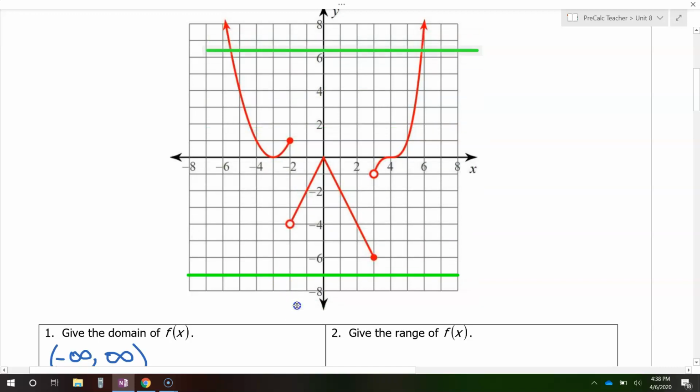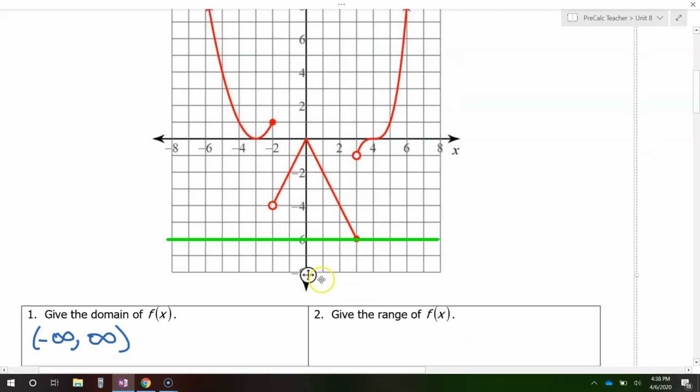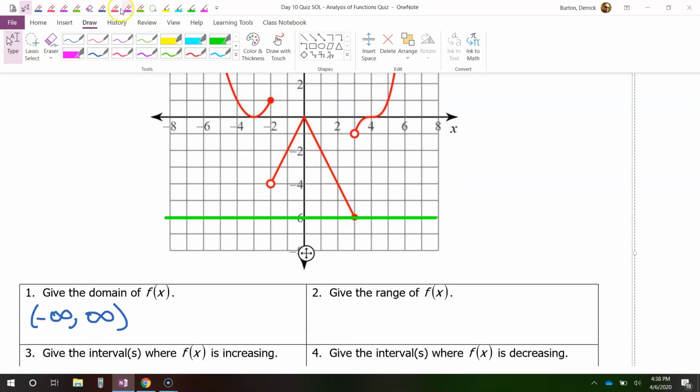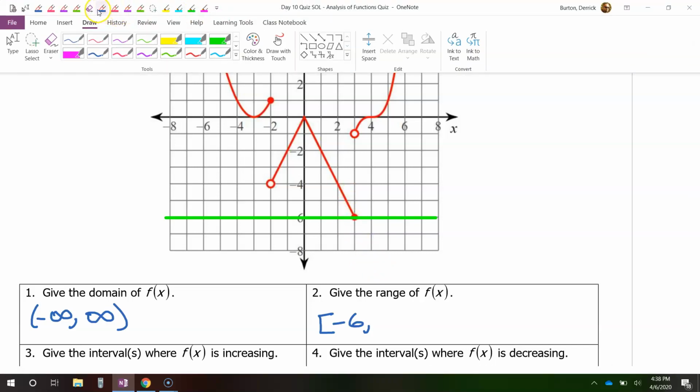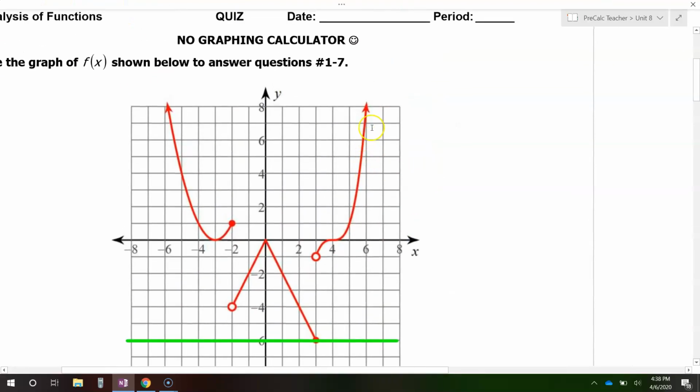So just overall, looking at this function as a whole, what is the lowest point on the graph? The lowest point happens right here, because of this little dot right here. And this is, of course, at negative 6. So we will begin our range at negative 6. I'm going to go ahead and put a square bracket on the negative 6 because this point is a closed circle, so that means it is to be included in the range. Now, obviously, from there, the graph goes up forever.